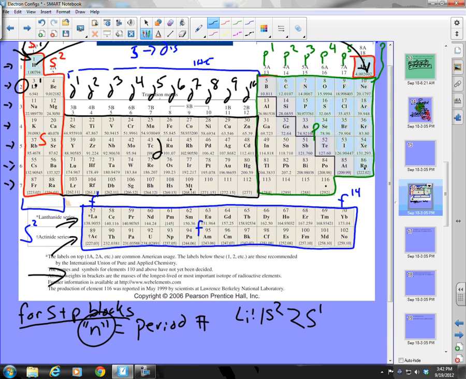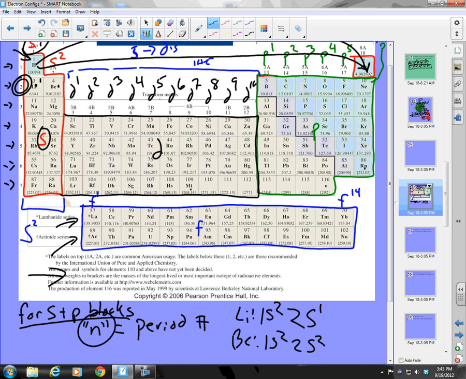How about beryllium? Where is beryllium? It's in my S block, in my second period. So beryllium would end up as a 2s2. Now, where do we start? Always with hydrogen. We go from 1s2 to 2s2. Okay, beryllium, great.